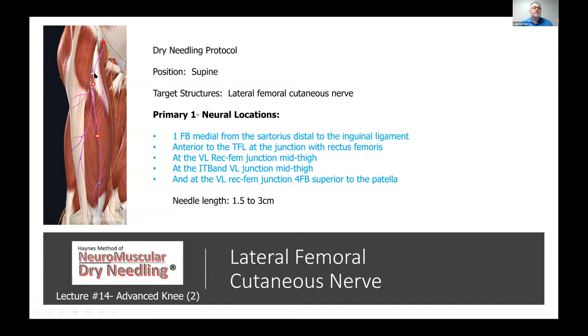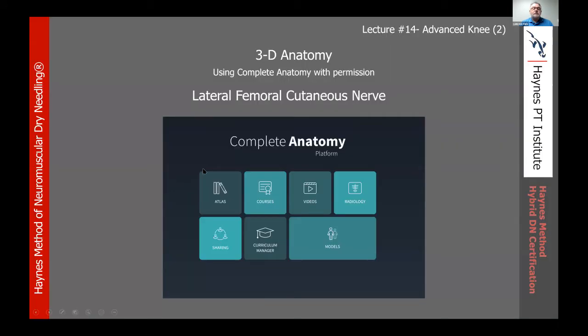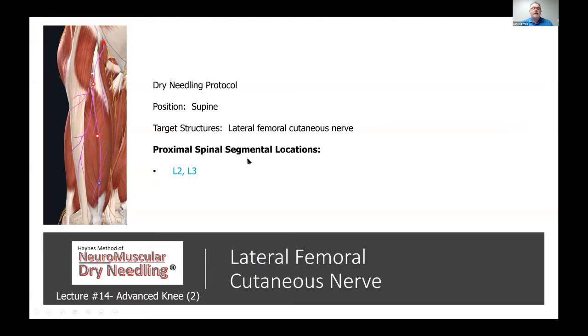So basically, we're just going to follow this nerve down its course, from where it comes out below the inguinal ligament, and then further as it follows its course in between rec fem and vastus lateralis. We can also address it at L2 and L3 if we want to deal with the spinal segmental locations supplying the lateral femoral cutaneous nerve.